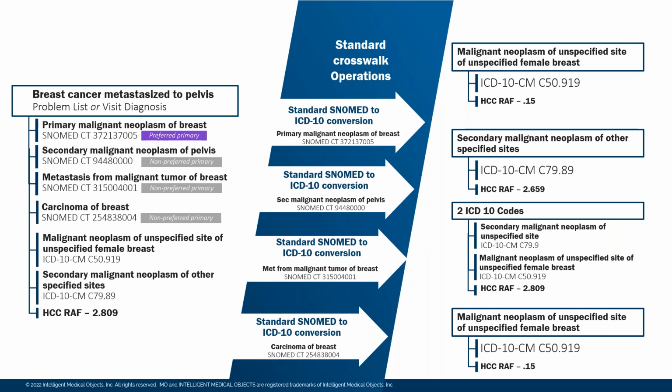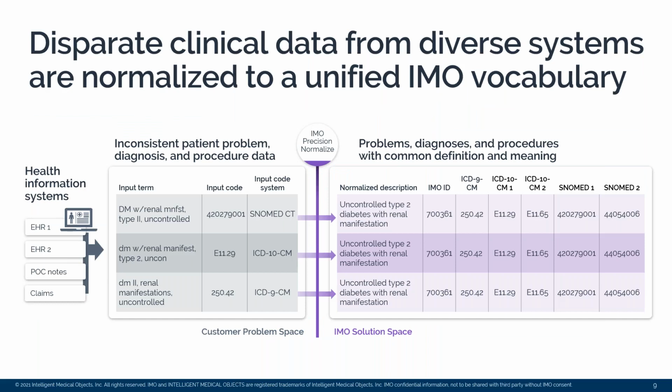As stated, when data is extracted from diverse health information systems and aggregated, the resulting data set is highly inconsistent, which you can see here. If we look at the data on the left, we have 4 problems that are expressed in different ways with inconsistent code sets. When we look to the right, we can see that all of these terms match to IMO's uncontrolled type 2 diabetes with renal manifestation.